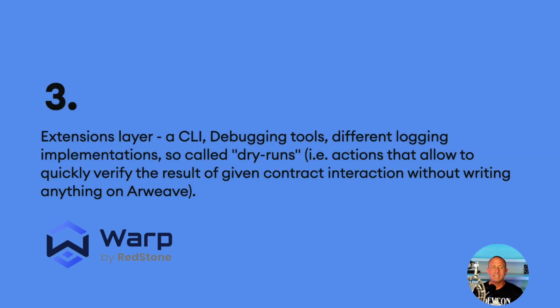The third layer is the extensions layer. It consists of a CLI, debugging tools, different logging implementations, and so-called dry runs, which are actions that allow you to quickly verify the result of a given smart contract interaction without writing anything to Arweave.